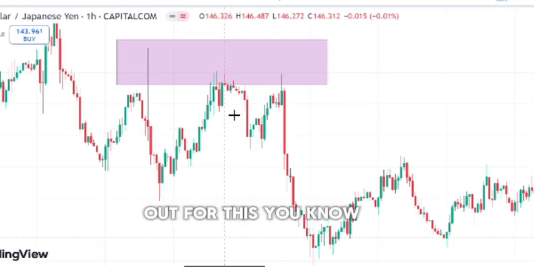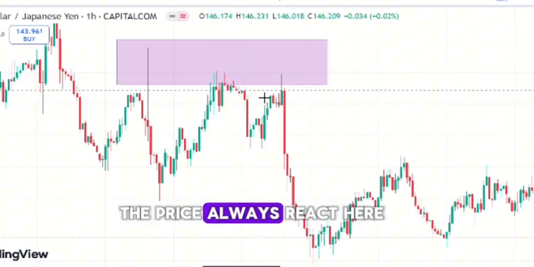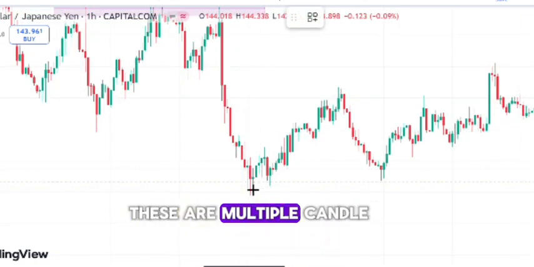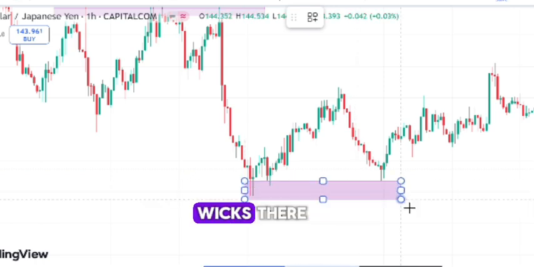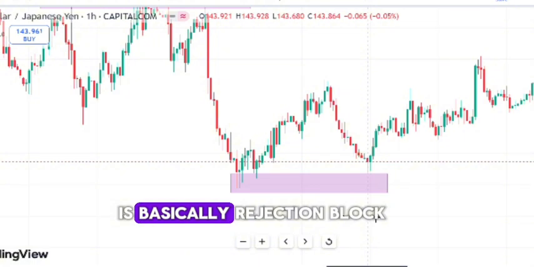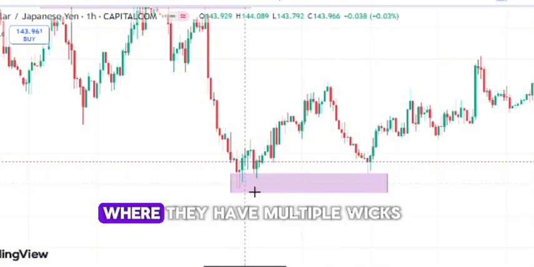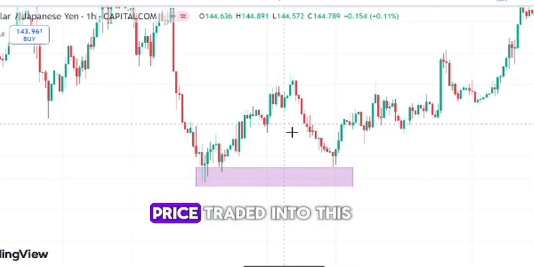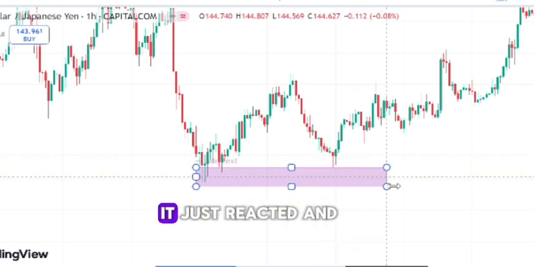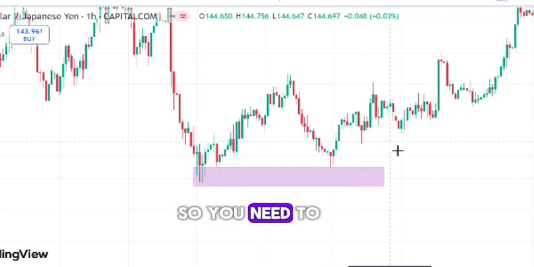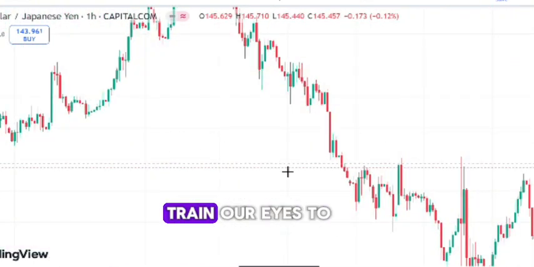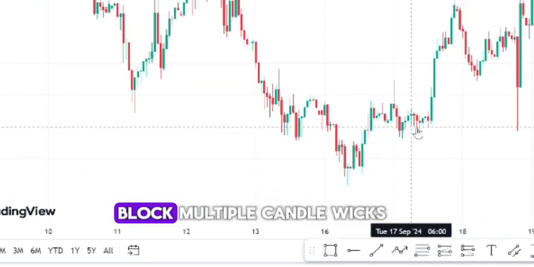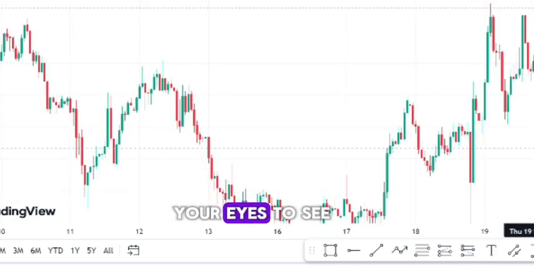So you want to watch out for this. You want to watch out for where price always reacts here, and you can see it down here as well. These are multiple candle wicks there. So this is basically a rejection block. You can see them where they have multiple candle wicks. As price traded into this zone, it just reacted and changed direction. So we need to just watch out for this. We train our eyes to see these things. This is a rejection block, multiple candle wicks. So you just need to train your eyes to see this.